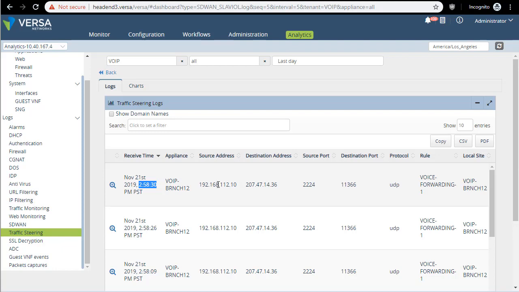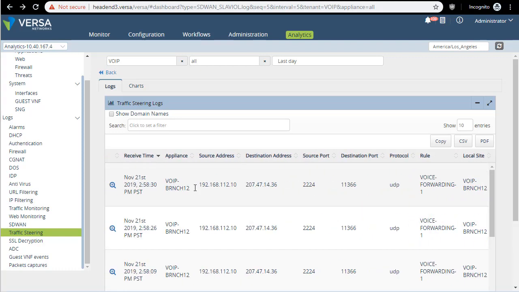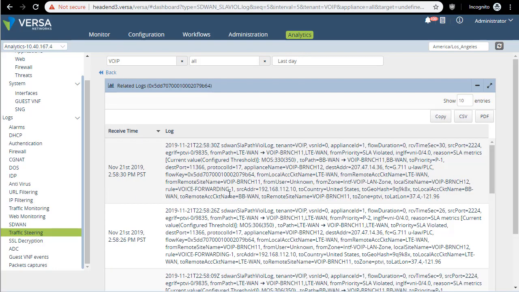To troubleshoot next, first of all, we need to figure out what was the path that this flow was using before it failed over and between which branches the flow was happening. For this, we can go to the left and see the details specifically about this flow and what was happening with it. And here, we can see that the local site was the branch 12 and the remote site was actually a voice over IP branch 11. That's from which branch to which branch this flow was going.